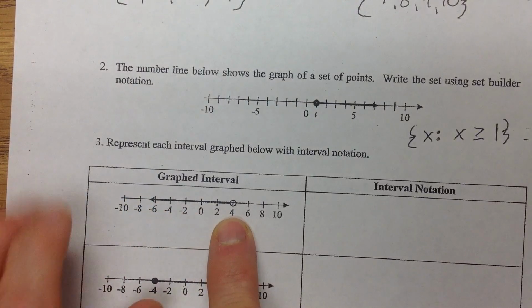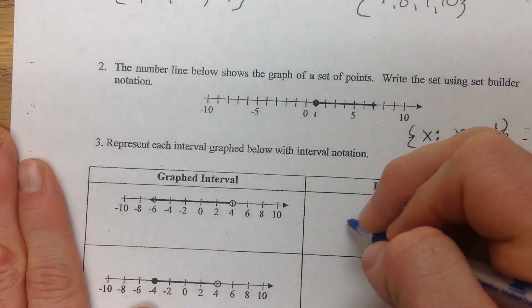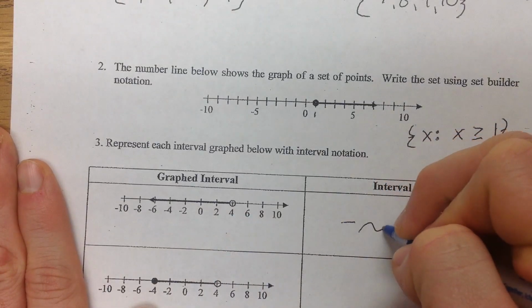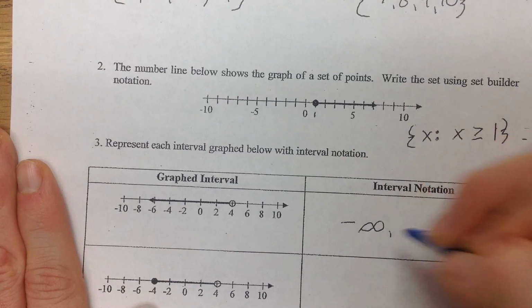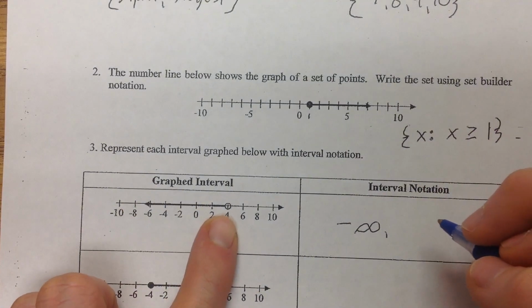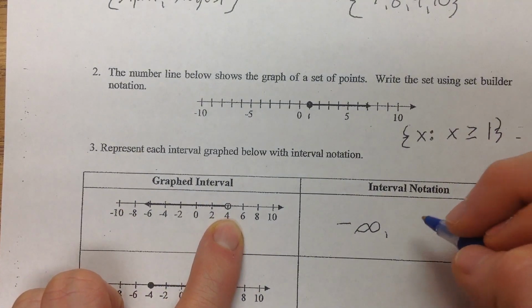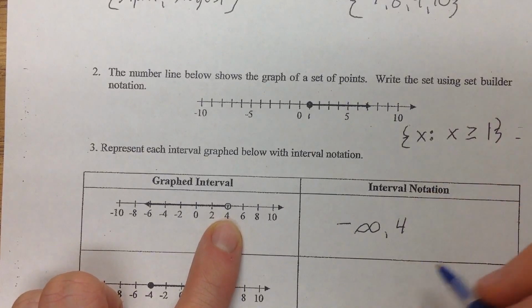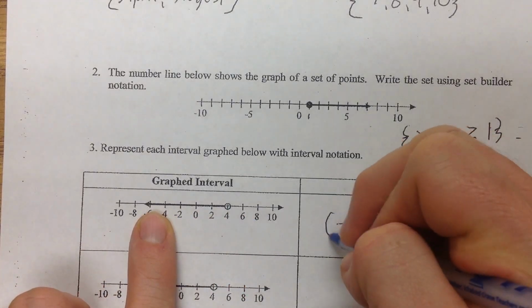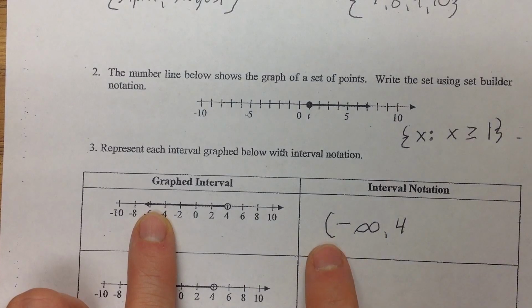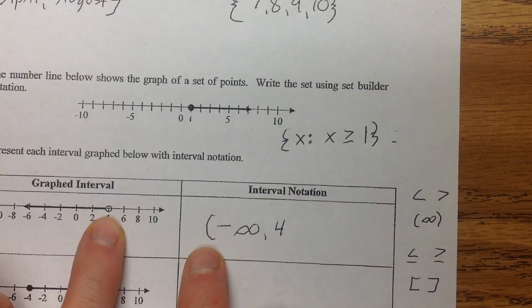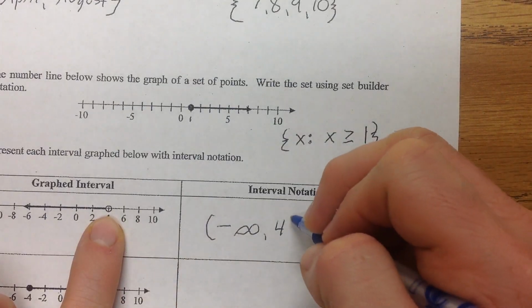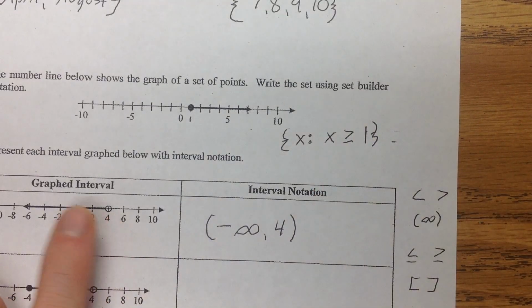So when we do these, the smaller number always has to go to the left, so you can't get any smaller than negative infinity. The bigger number goes on the right. In our case, the circle is on the 4, so we put a 4 there. Now, infinity always has a parenthesis next to it, so that's going to be a parenthesis. And then on the 4, because it's an open circle, we're going to use another parenthesis.